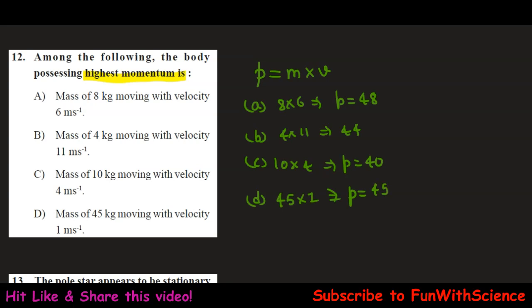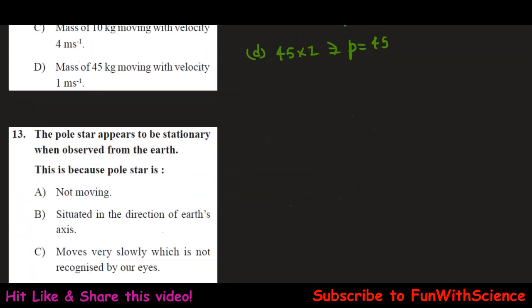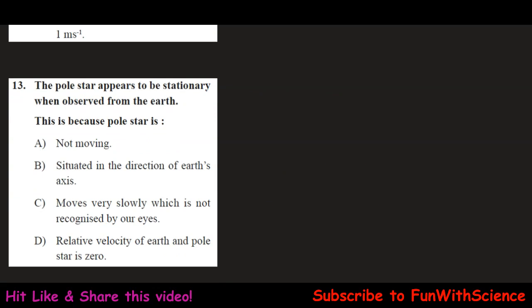So among the following, the body possessing the highest momentum is 48, that is option A. That is, the mass of the body is 8 kg and it moves with a velocity of 6 meter per second. Coming to the last question. The last question says the pole star appears to be stationary when observed from the earth. What is the reason?